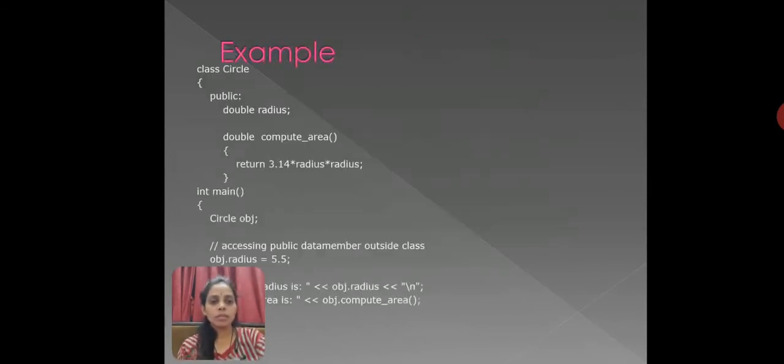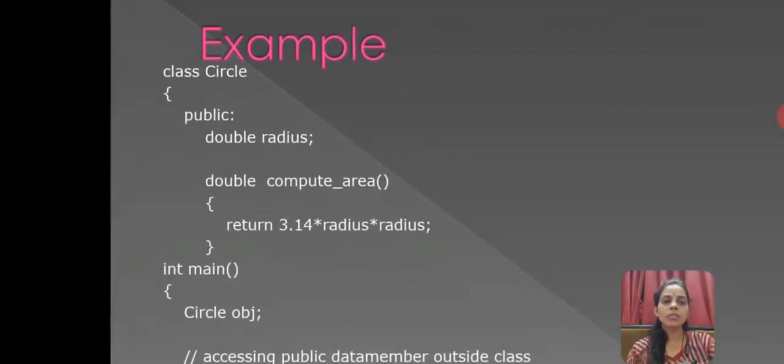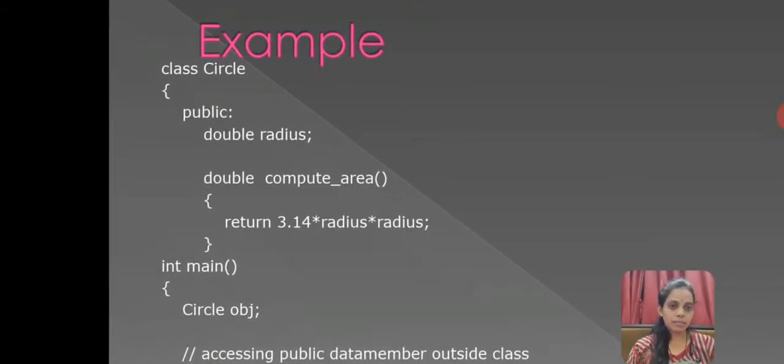Now let us see one example of this. In this example, the class name is Circle, and here it is written with an opening bracket. All of you know how to write a class, the syntax of the class. Here the access specifier we have written is public. After that we have to write the colon, it's the syntax. Which are the data members here? Double radius. Radius is a data member, and its data type is double. And what is the member function here? computeArea, whose return type is also double.